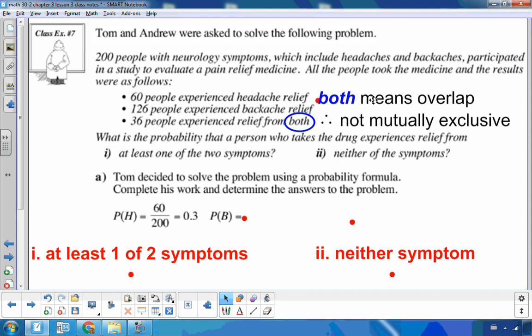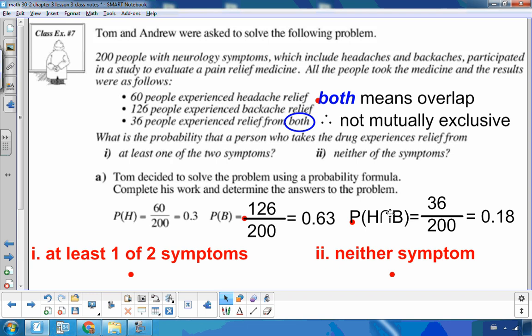Okay, so Tom decided to solve the problem, and the problem is, what is the probability when you take the drug you're going to get relief from at least one of the 2 symptoms or neither of the symptoms? So what Tom did is he wants to use probability. So he said the probability of getting relief from a headache is 60 out of 200, or 0.3. The probability of backache, I can see there's 126 out of 200, as a decimal is 0.63. The probability of both is those 36 people. 36 out of 200 is 0.18.